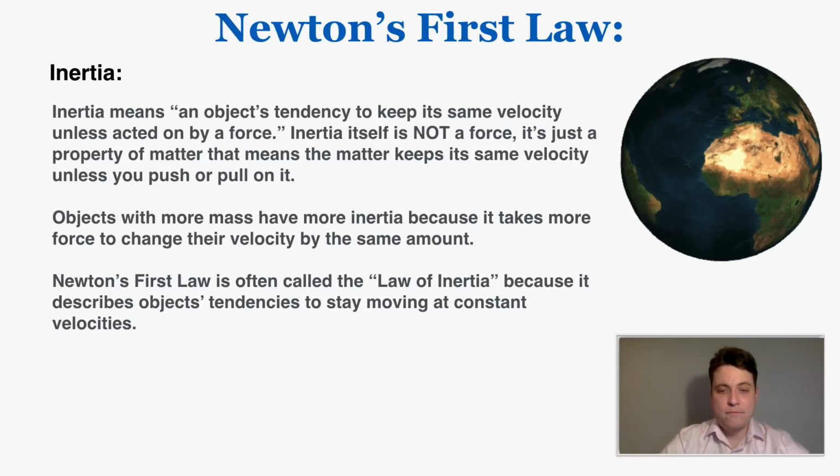Objects with more mass have more inertia because it takes more force to change their velocity by the same amount as smaller objects. Newton's first law is often called the law of inertia because it describes objects' tendencies to stay moving at constant velocities. So that's what you need to know about Newton's first law. Most of the teaching that happens with Newton's first law happens through addressing misconceptions, because Newton's first law does break some of our conceptions about the world that we're going to need to address going forward.